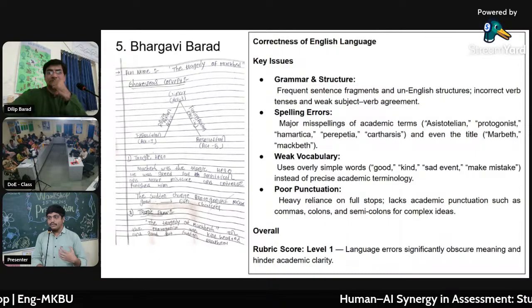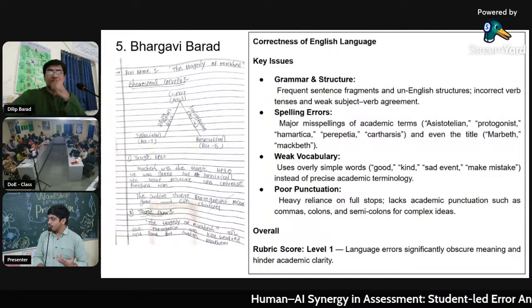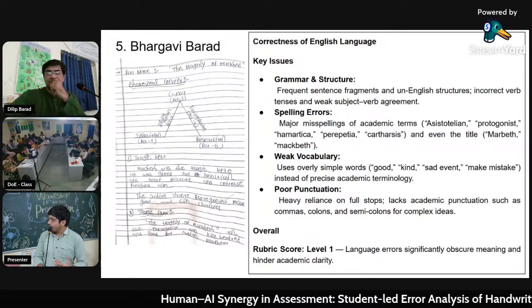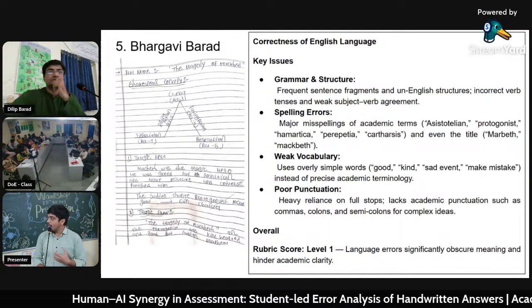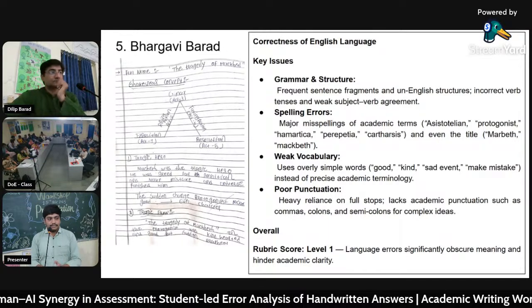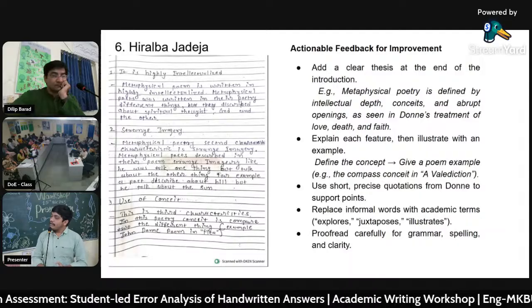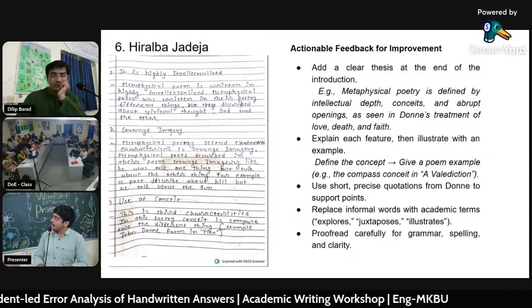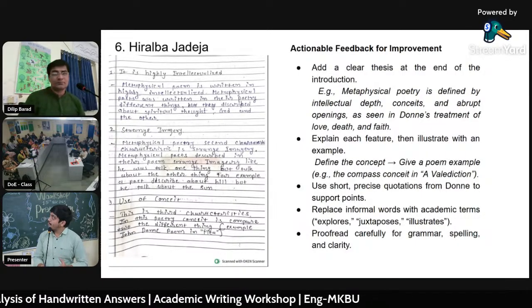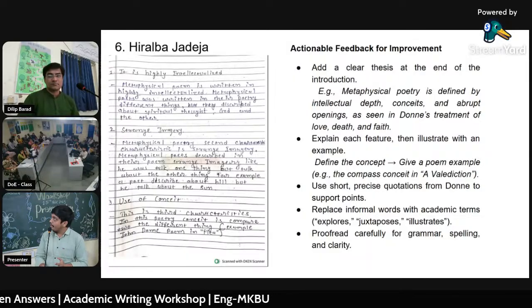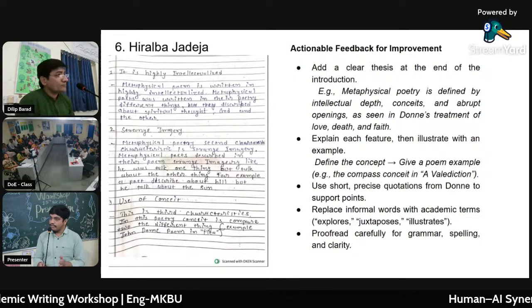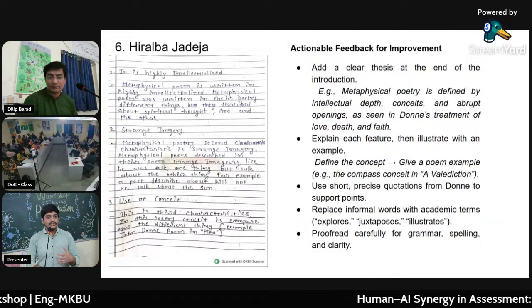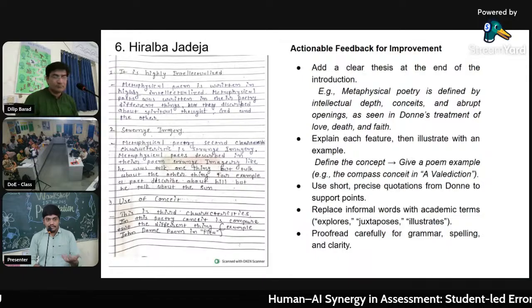Overall, her assessment by AI was that the rubric score was one for one: language errors significantly obscure meaning and hinder academic clarity. The last one was Hiralba's paper, with actionable feedback for improvement. Add a clear thesis at the end of the introduction, stating what she is going to do in her answer.